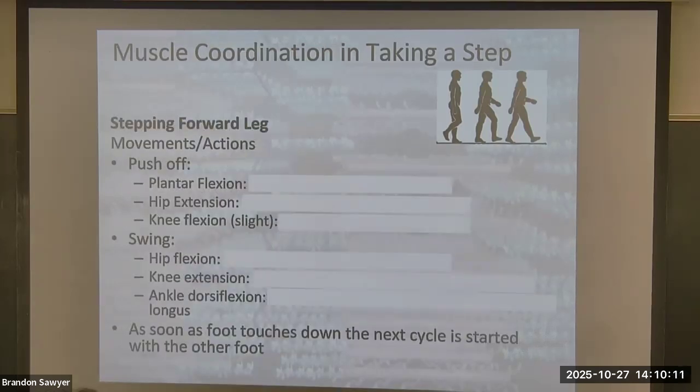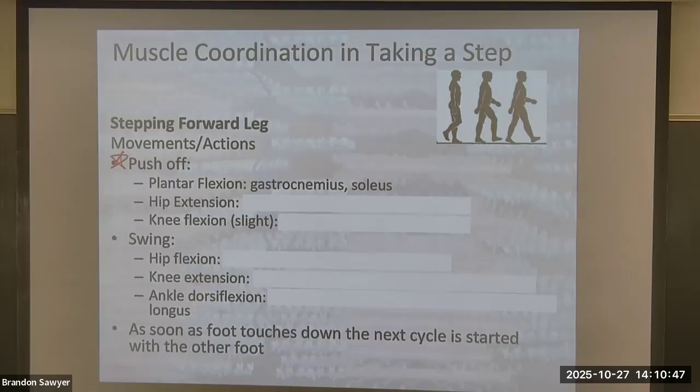Now let's look at the other one. This is the leg that's actually going to be moving forward. We're breaking this up into two different phases. The first phase is when we push off. I have my right foot backwards, and I'm going to push off. First of all, I'm going to do plantar flexion with my ankle, right? Which muscles help us with plantar flexion? Our calf muscles, right? So gastrocnemius and soleus are big ones there.